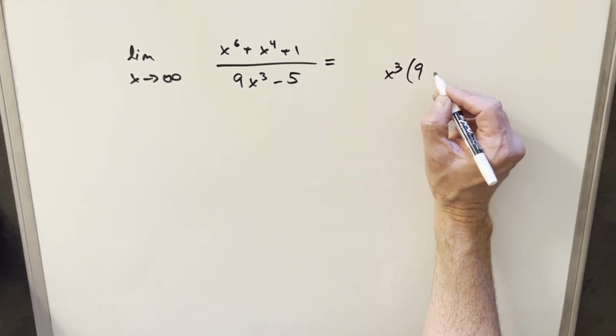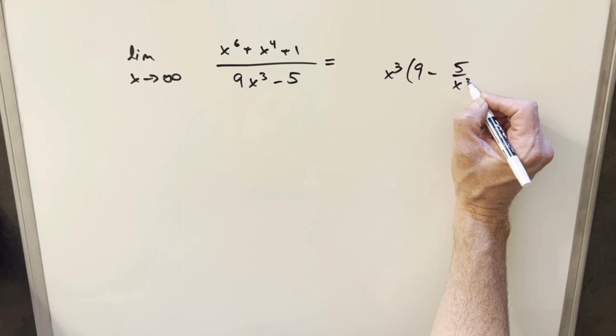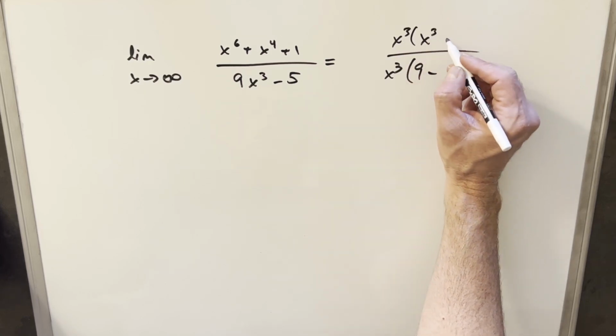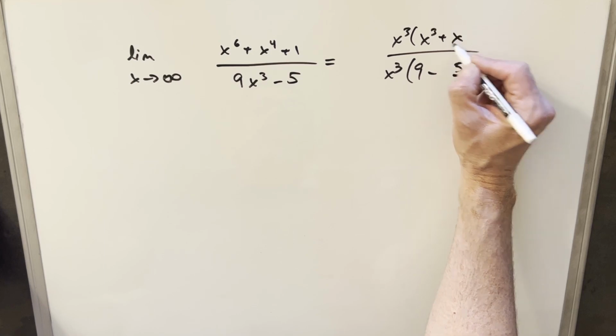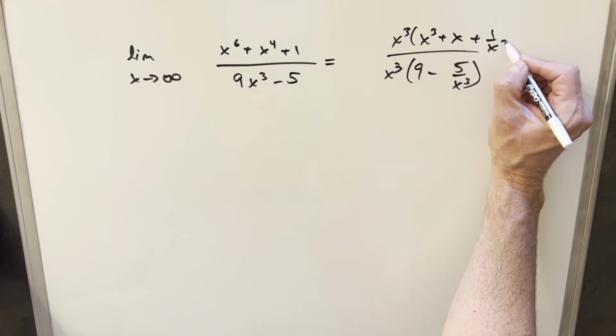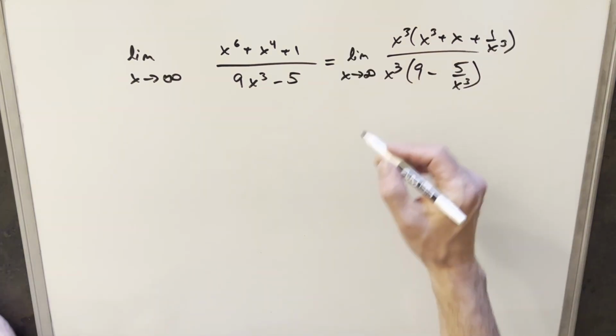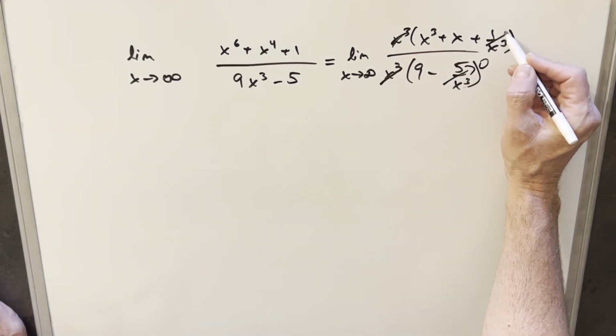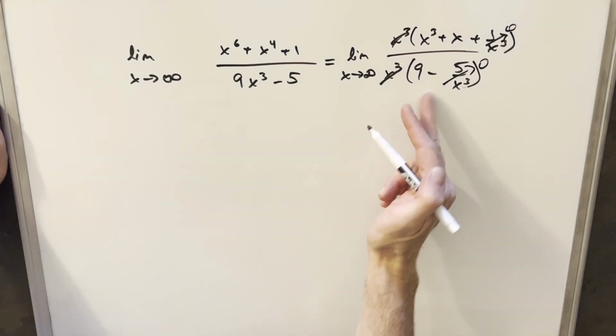And then we'll end up here with 9 minus 5 over x cubed. And then I'll also factor out x cubed in the numerator. And this is going to reduce to x cubed plus x plus 1 over x cubed. Now the rest of this is pretty similar to the last one we did. So the x cubeds are going to cancel. We'll have a bunch of terms going to 0 here. So let me rewrite this with what we have left.